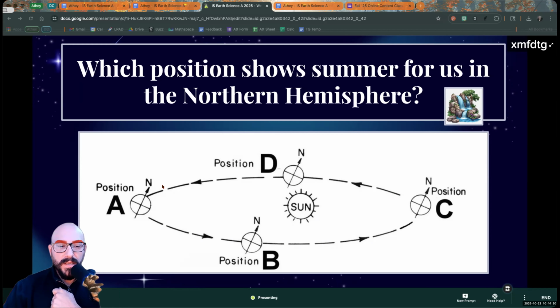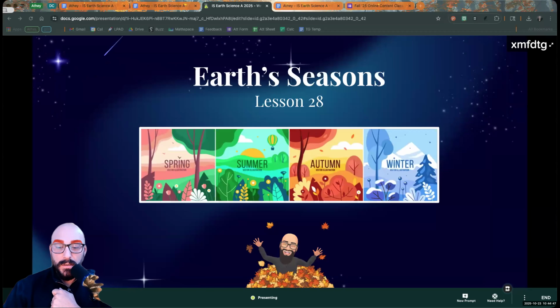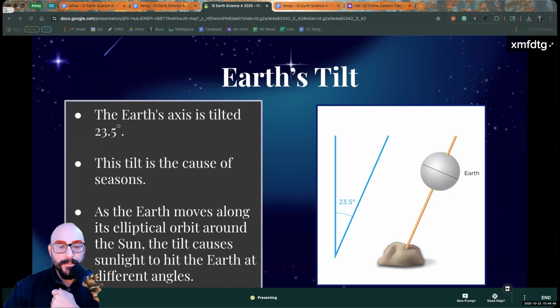And because we orbit the sun and move around, and our axis is tilted, sometimes the north is pointed towards the sun, and sometimes the north is pointed away. That's what gives us our seasons. Okay. So it's a tilt of exactly 23 and a half degrees.